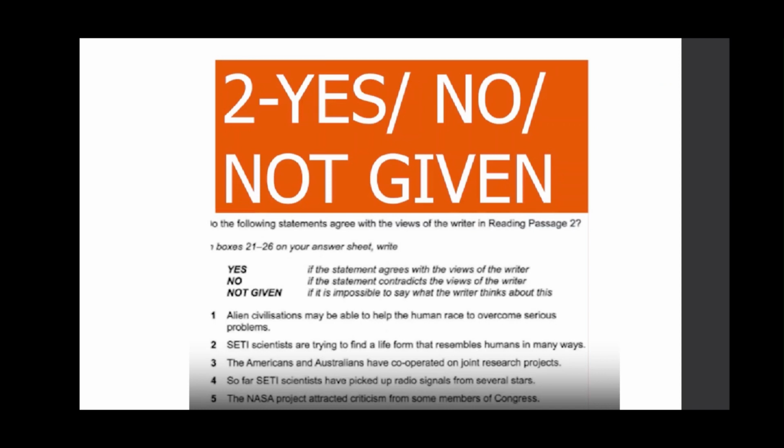Similarly, the second type of question is Yes, No, Not Given. It is similar to True, False, Not Given. In True, False, Not Given, we actually look for the matching information, but in Yes, No, Not Given, we have to look for the writer's opinion. If the statement given to us matches the opinion of the writer in the paragraph, or it contradicts the opinion of the writer, or it is missing in the paragraph, we have to answer accordingly: Yes, No, Not Given.